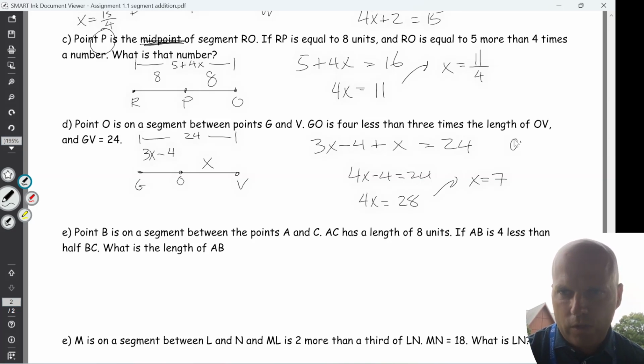I didn't really ask you what to find. I guess you're finding all the missing lengths. So OV is 7. And GO has to be 24 minus 7, which is 16. No? 17? 17.